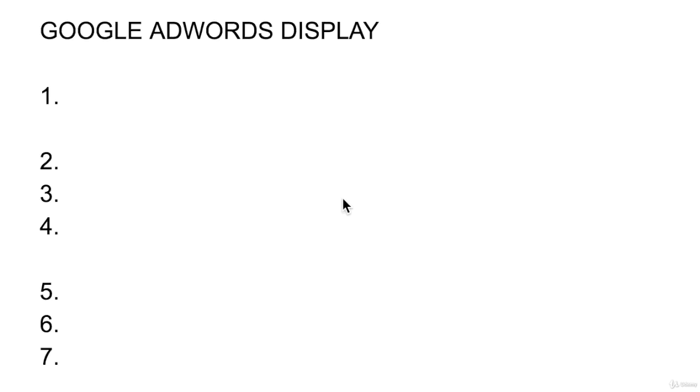In Google AdWords display, there are 7 ways to target your audience. These 7 ways are going to be your tools to find and target the right audience for your campaigns. I'm going to write down these 7 ways, and then we are going to analytically show you when to choose each one and how to choose each one. It's very easy. You have to focus on that.